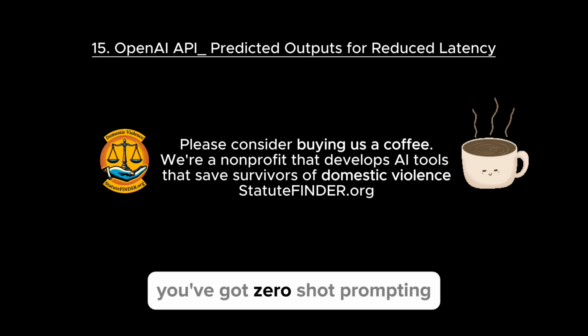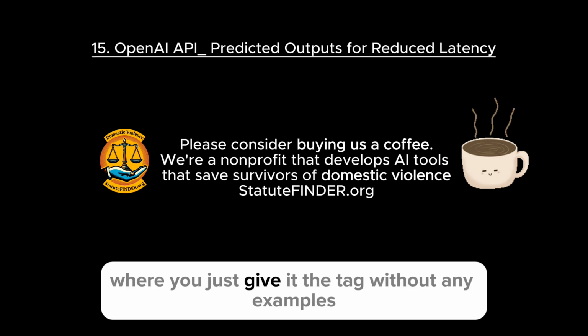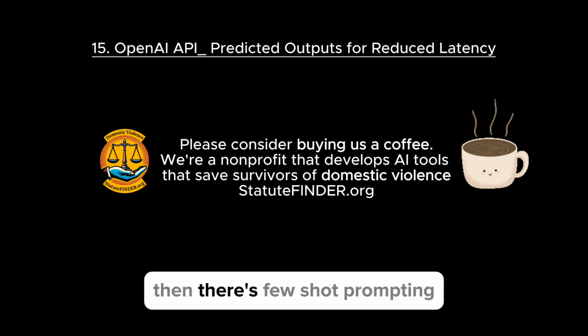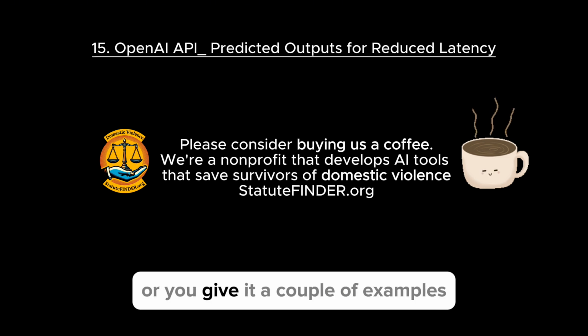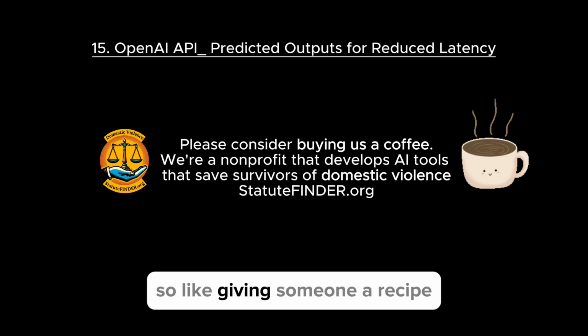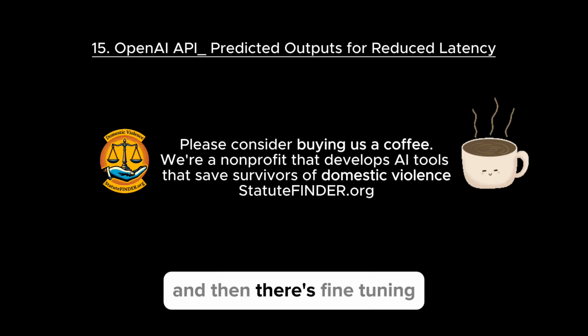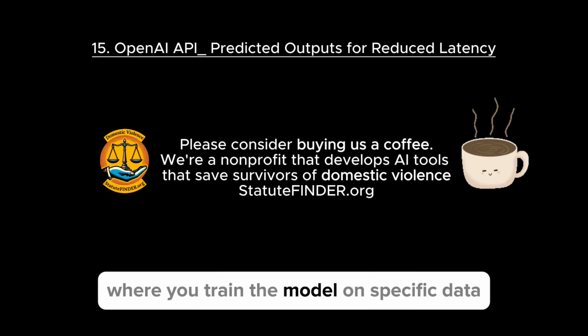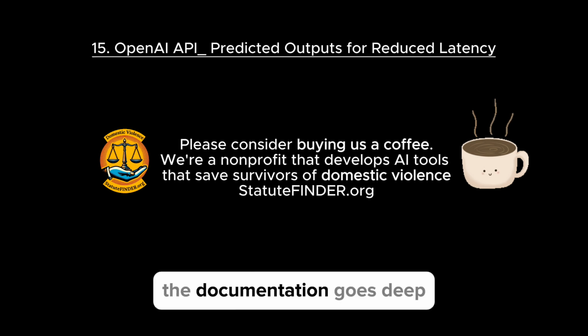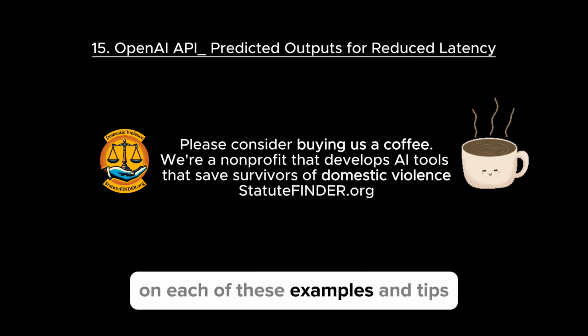You've got zero-shot prompting, where you just give it the task without any examples, like, hey, summarize this article. Then there's few-shot prompting, where you give it a couple of examples to guide it, like showing it how to do something first. So like giving someone a recipe versus showing them how to cook step by step. Right. And then there's fine-tuning, where you train the model on specific data to tailor it to your needs. The documentation goes deep on each of these, with examples and tips.